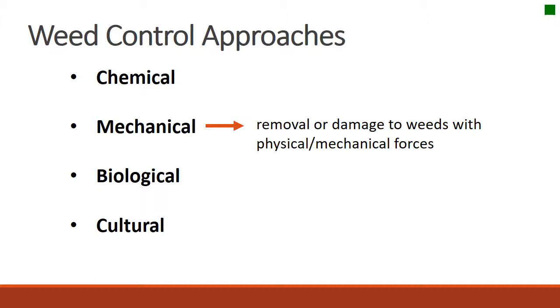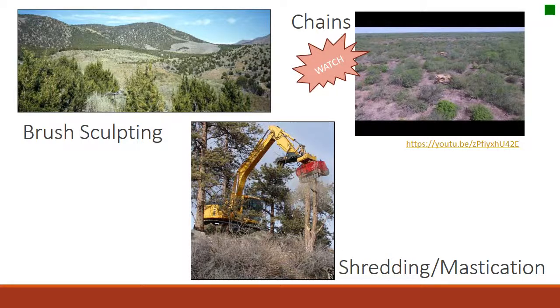Next up is mechanical, and that is, like I said earlier, the removal of weeds by pulling or chopping down or using a chain or any other mechanical or physical method. Here we have some examples of mechanical treatments. We've got brush sculpting, which is done for multiple reasons, including wildlife and endangered species habitat restoration, watershed management, recreation purposes, as well as livestock grazing purposes. You've got shredding or mastication that's done there at the bottom, showing that. And also in the upper right, you can go ahead and watch this video of chaining operations going on. And this is done to uproot trees and shrubs and create seed beds. You can go ahead and watch the video and learn more about it.